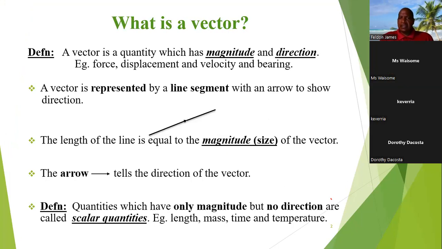All right, so our definition of vectors then. A vector is a quantity which has magnitude and direction. Magnitude is simply the size of the measurement, and the direction is simply which direction, in terms of east, west, north, and south or bearings. So what direction it is going in a straight line, right?